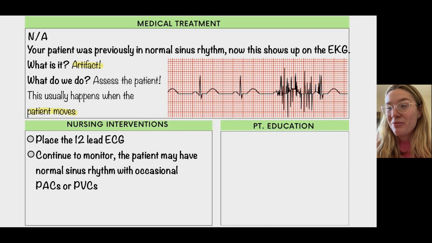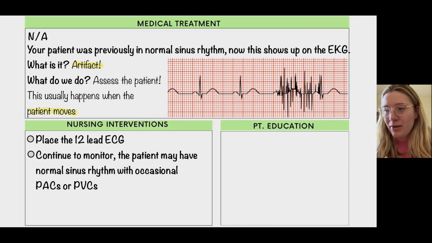We'll talk about some other rhythms that look similar to this later on in the presentation, but right now, if we're looking at this, this is just artifact, and this probably means maybe my patient's getting up, or they're moving, or they're changing their gown, or maybe they want to put something more comfortable on, like a sweatshirt and some sweatpants. But if you're nervous, just go knock on the door and check on your patient, assess them, say hello. Even if nothing's wrong, you can still ask them, you doing okay? Is there anything I can get you? Anything I can help you with? Okay.